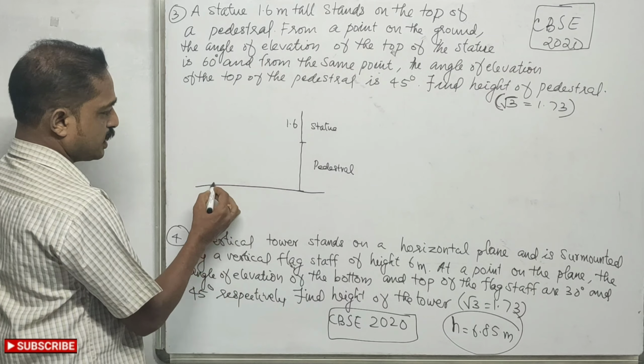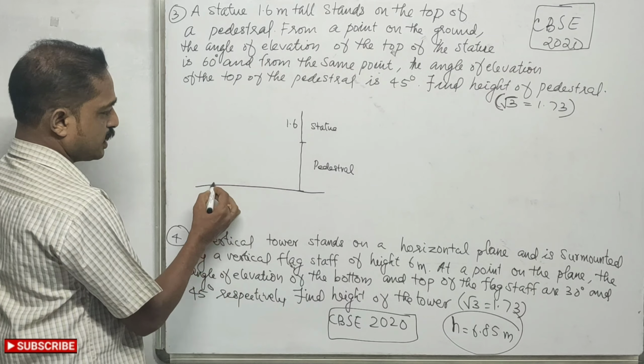What is root 3? Root 3 is 1.73. So 1.6 is equal to 1.73 minus 1, which is 0.73 h. So what will be h? H will be 1.6 divided by 0.73. This is 2.19 meter.